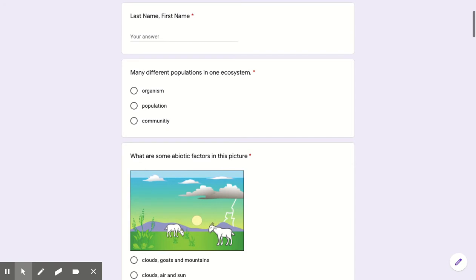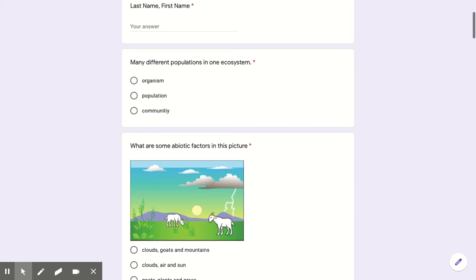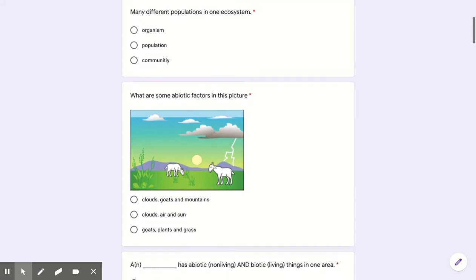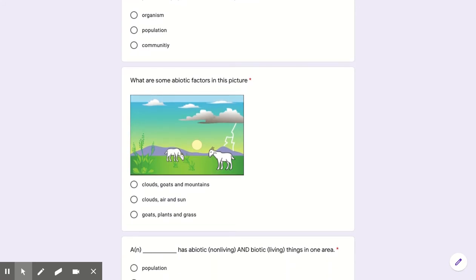Question 1. Many different populations in one ecosystem. Organism, population, community. Question 2. What are some abiotic factors in this picture? Is it clouds, goats, and mountains? Clouds, air, and sun? Goats, plants, and grass?